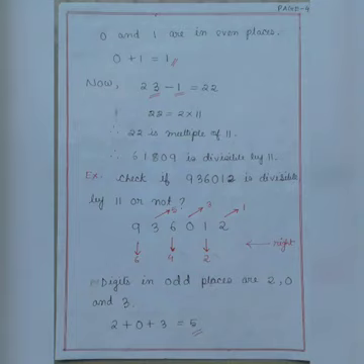Let us check with another example. Check if 936012 is divisible by 11 or not. I have written the number 936012. From the right side, I shall give numbers to the digits.